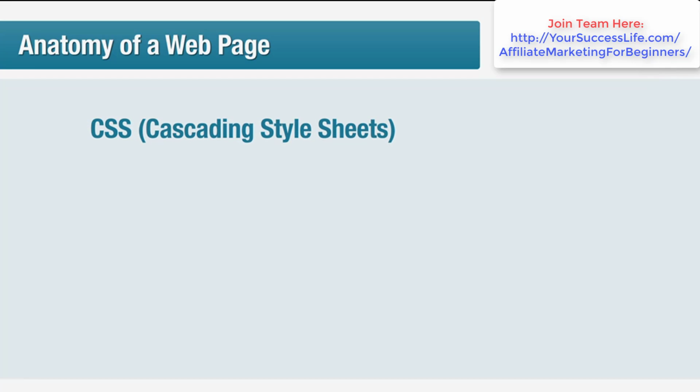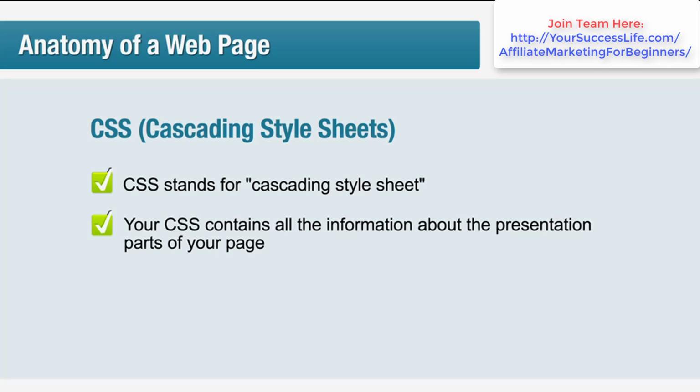CSS, Cascading Style Sheets. We've mentioned CSS several times throughout our lessons, so it's time to actually discuss what CSS really is. As I said, CSS stands for Cascading Style Sheet. It's the bits of your website where you can say, I want all my headings to be 16 pixels, bold, red, use the Arial font, or I want all my menu boxes to be 200 pixels wide, have a blue border, and hang out on the right-hand side of the page. Your CSS contains all the information about the presentation parts of your page. It's what makes your page look pretty.